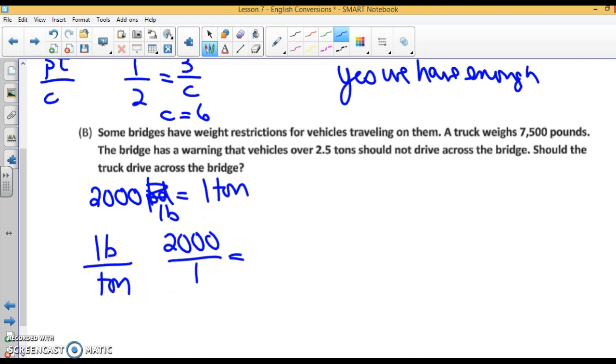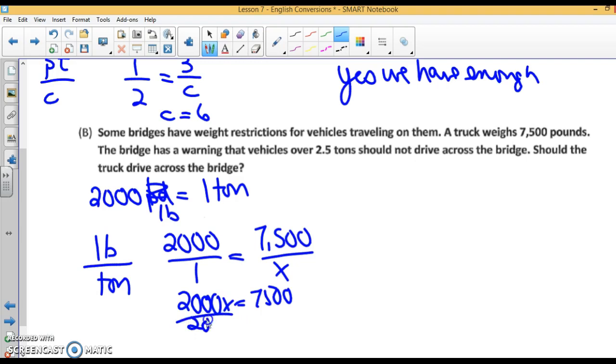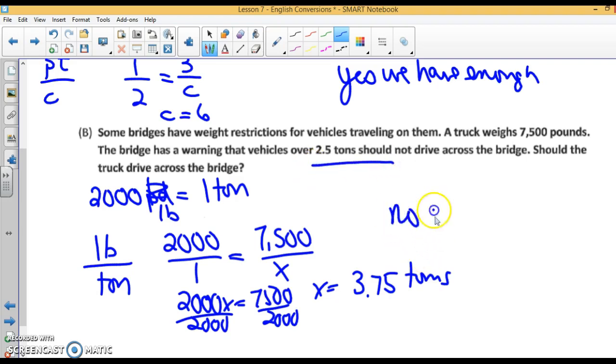Our truck weighs 7,500 pounds. So that goes up top. We don't know how many tons. X. Cross multiply. 2,000x equals 7,500. Divide by 2,000. And you end up with x is 7,500 divided by 2,000, which is 3.75 tons. Can this truck go over the bridge? No. It is too heavy.